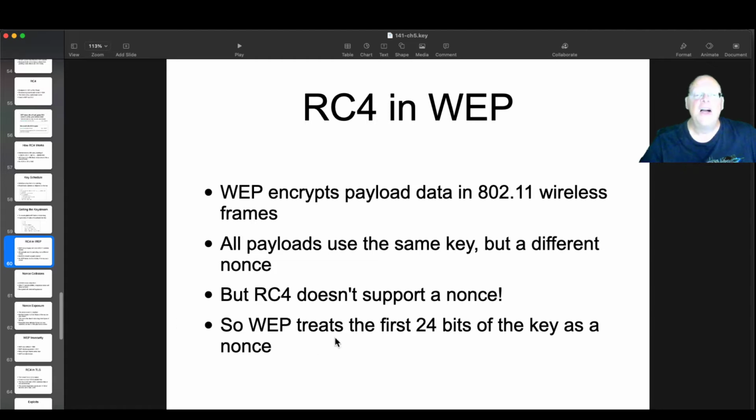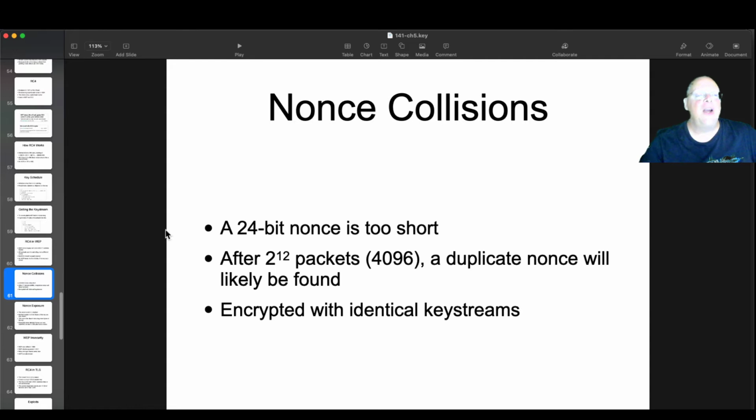And here's the thing. A nonce is not the same thing as a key, and trying to pretend they're the same is not a good idea. So here's one problem: a 24-bit nonce is too short. You might think that if you have a 24-bit nonce, you're not going to see a duplicate nonce until 2 to the 24, but because of the birthday paradox, you only have to go to 2 to the 12 packets before you'll see a collision.